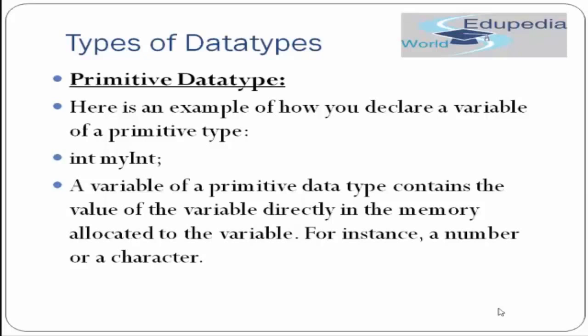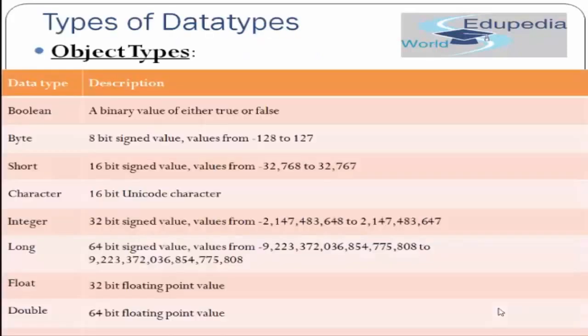So this was about primitive data types. Let's move forward and study object types. The other category of data types is object type. Well, object type means a type of an object. An object can be anything. It can be a Java predefined object. It can also be a user-defined object.